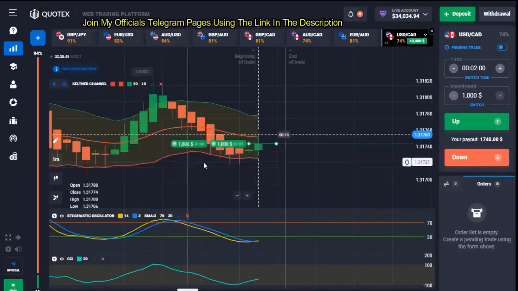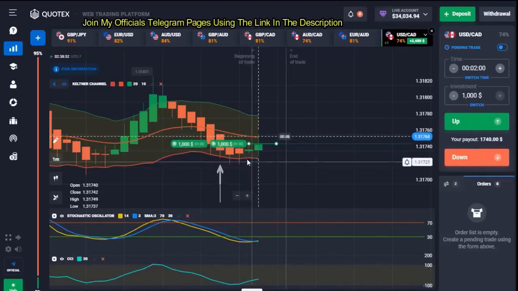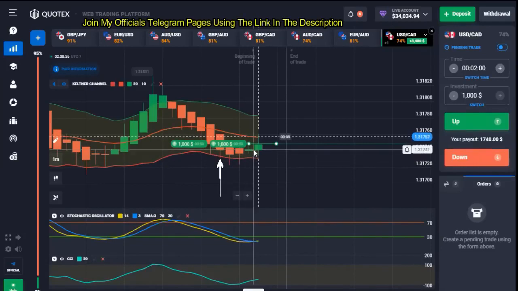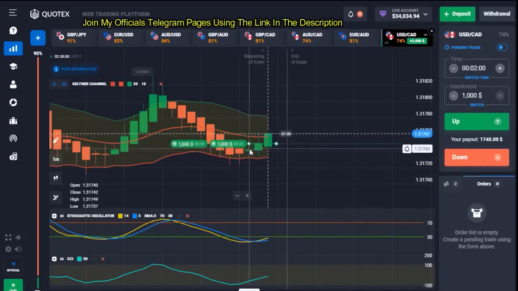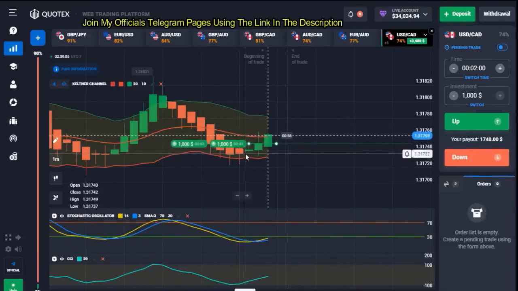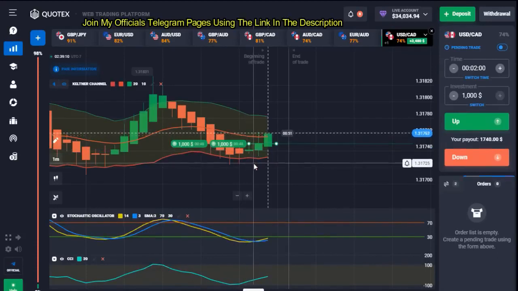So the candle that we place the trade on must be out of the last line of the Keltner channel, or very far below. What I mean is the distance between the middle line of the Keltner channel and the candle must be very large, very below or out of the last line of the Keltner channel. All right, that's the number one confirmation we need.